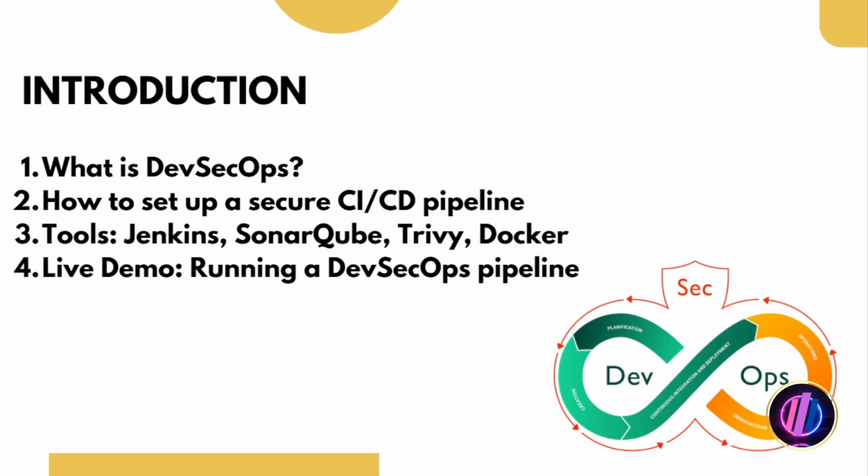What is DevSecOps and why is it important? How to secure a CI/CD pipeline using Jenkins. The tools we will use, including SonarQube, Trivy and Dependency-Check, and also Docker. And at last, we will see a live demonstration of setting up a complete DevSecOps pipeline. Let's begin with understanding what DevSecOps is.